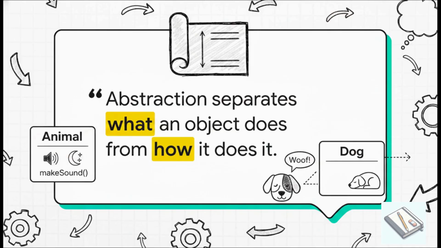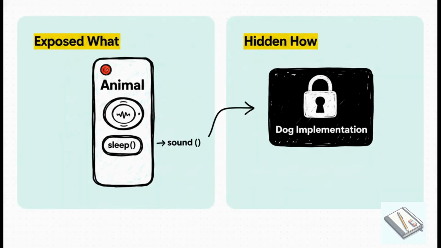Abstraction separates what an object does from how it does it. The Animal class defines what an animal can do, make a sound and sleep. The Dog class defines how a dog specifically accomplishes that. In our code, the what is the exposed part, the method names, sound and sleep. The how, that specific line of code that prints dog barks, is totally hidden away inside the Dog class.